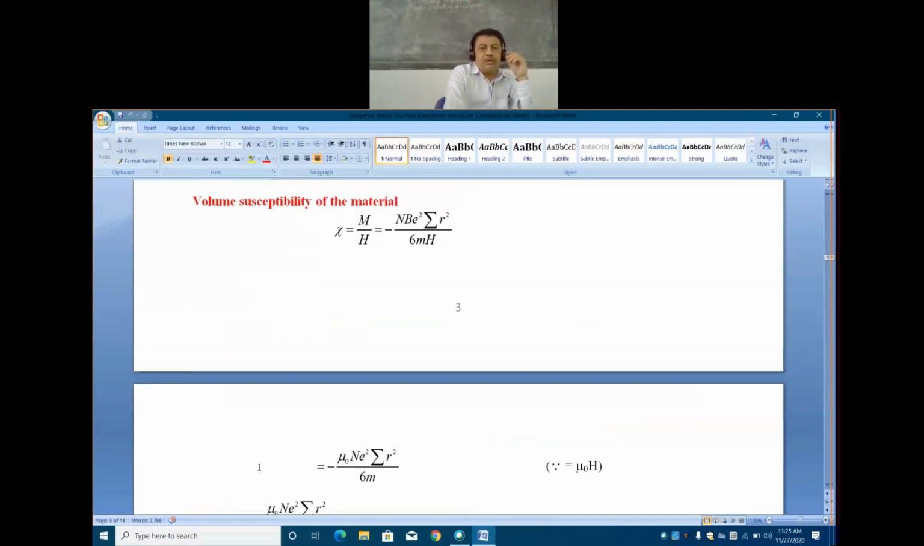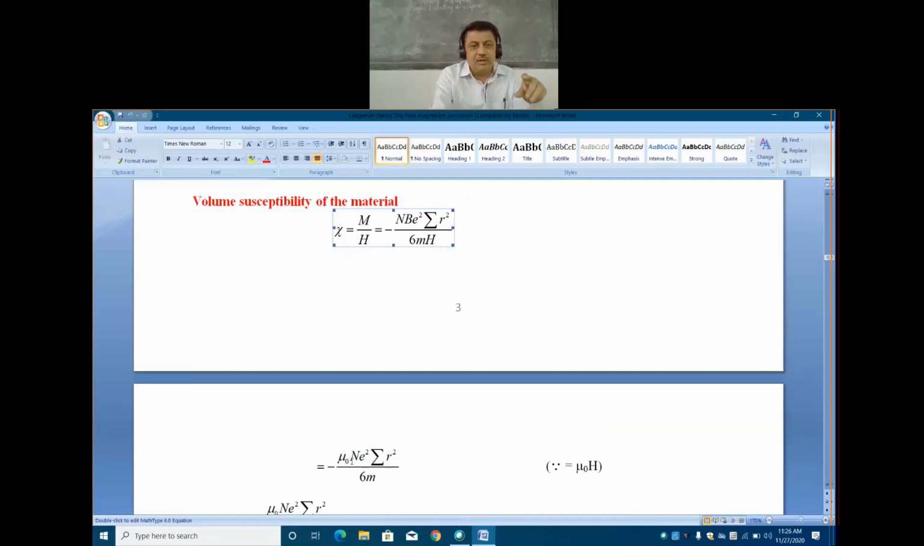And the susceptibility is defined as M by H. So volume susceptibility of a material is defined as M by H. M we have just now derived, that is n B e square summation r square by 6m, divided by H, so chi is equal to M by H. For B we are writing mu naught H, and in the numerator and denominator H cancels, so it becomes mu naught n e square summation r square by 6m. So chi becomes minus mu naught.